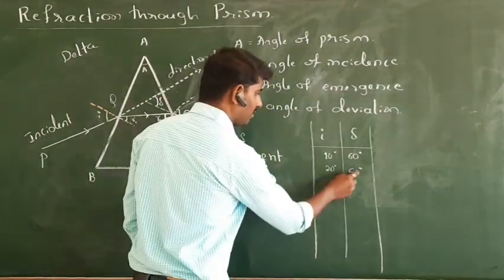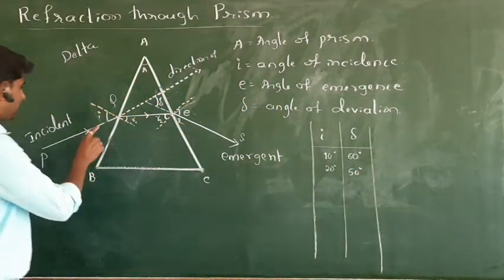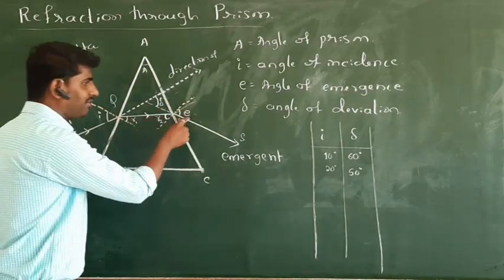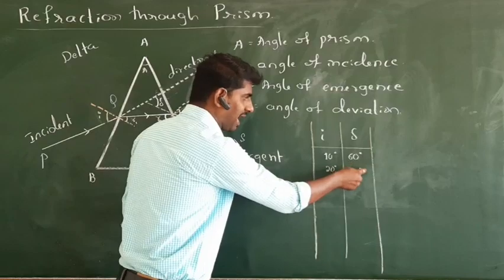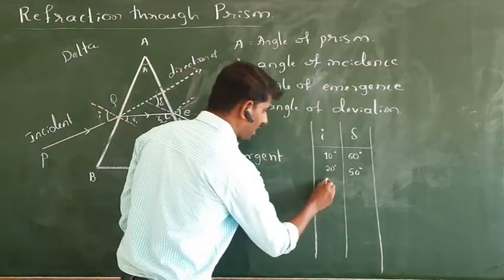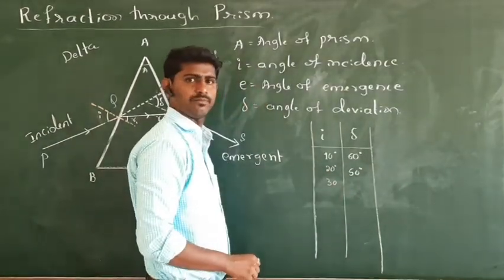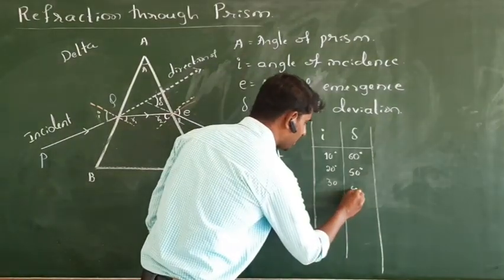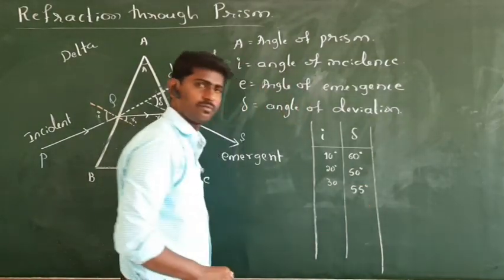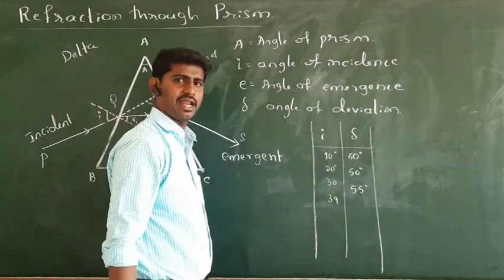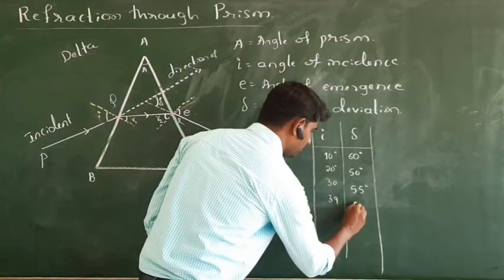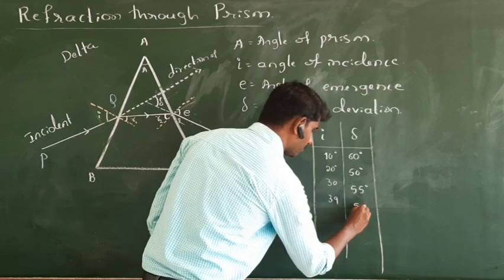Okay. Then what happened here? As I am changing the angle of incidence, the angle of deviation is also changing. As we increase the incidence, the angle of deviation is decreasing. I increase to 30, and this becomes 55 degrees. Then I increase to 39, and this becomes 50.